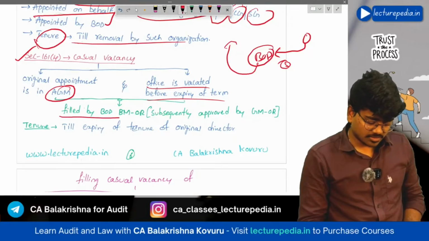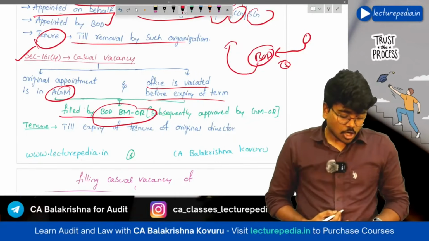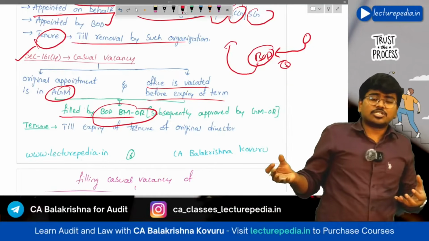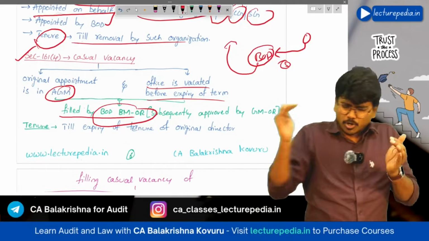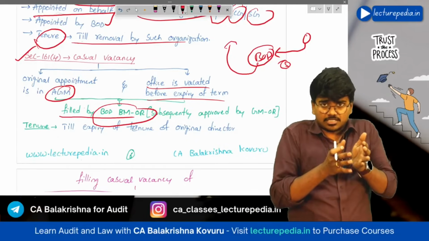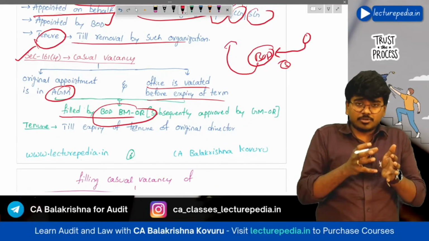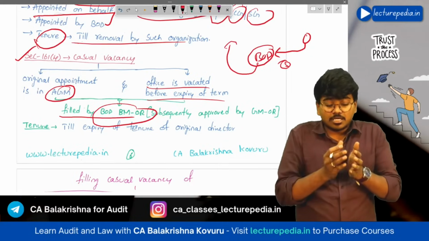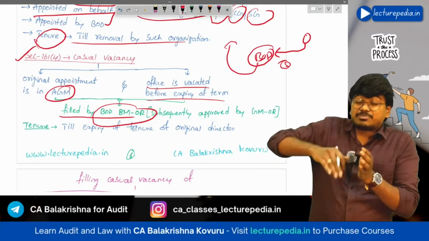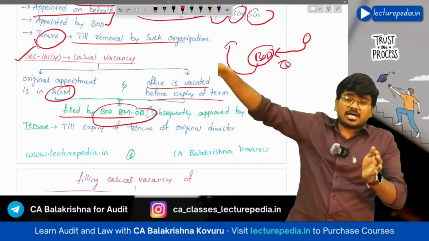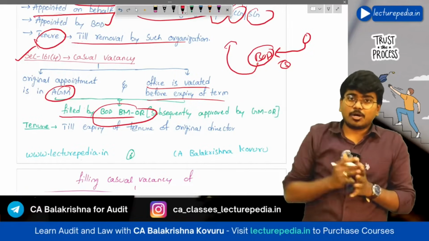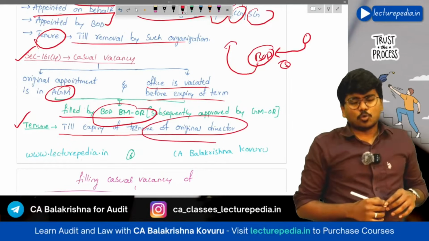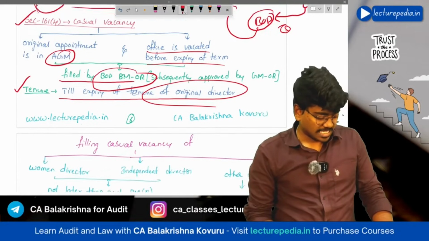First of all, this casual vacancy will be filled by the board of directors by passing a board meeting ordinary resolution. However, this has to be subsequently approved by the shareholders in the upcoming annual general meeting. The appointment will be made by the board of directors, but such appointment has to be approved later on by the shareholders in the upcoming general meeting. And the tenure will be till the expiry of the tenure of the original director. That will be the tenure of the casual vacancy director.